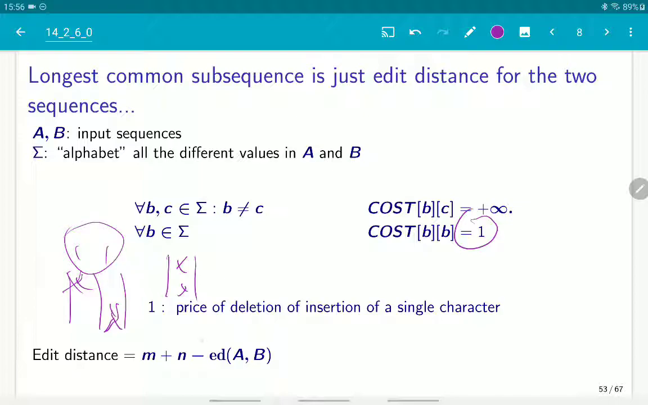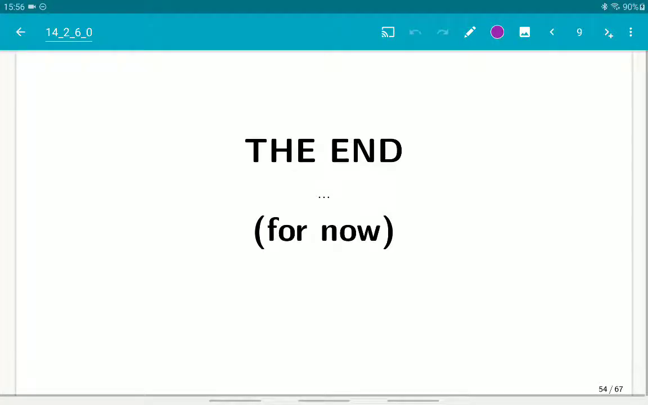As such, the edit, sorry, this is not edit, this is of course the LCS price. The LCS price as such is going to be exactly this. So computing the edit distance under this cost function is equivalent to the longest common subsequence. Okay, so it's a cute reduction, and you might have to look at it a bit longer to make sure that you really believe me. Okay, this is it.